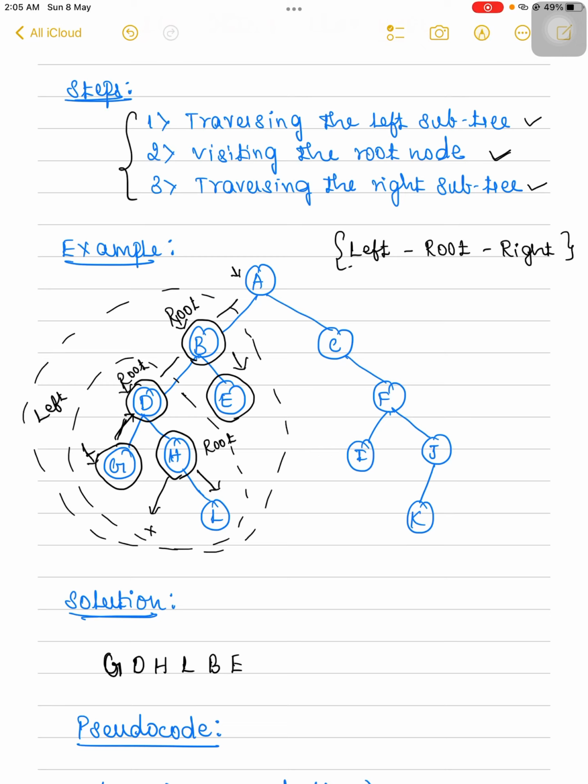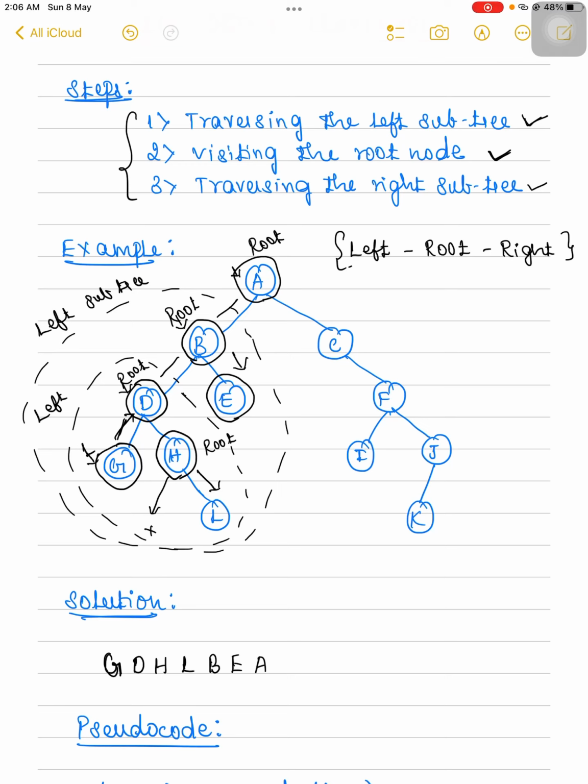Once the entire left subtree is completely over, it is supposed to move on to the root node. Here the root node is A. So now after visiting all the nodes in the left subtree, the root node A will be visited. So this is the left subtree. The left subtree is completely over. After visiting the left subtree, it is supposed to visit the root node. So visiting the root node is also over.